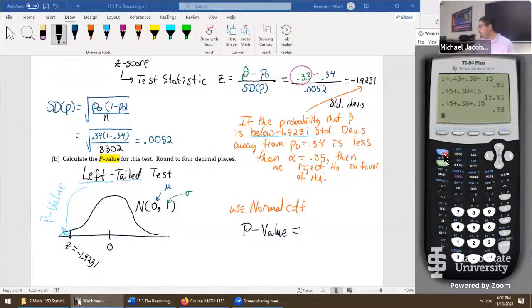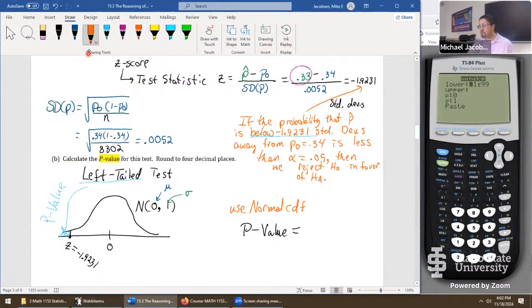Hit second quit to get out of that menu. Second bars, back to normal CDF. And, well, if the area is going to the left forever, we use negative 10 power 99, or we could just let the calculator express it their way. Let's actually throw this on the notes just so we have something definite. Input 1 is going to be negative 10 power 99. So that's for the lower. This is input 2, upper.